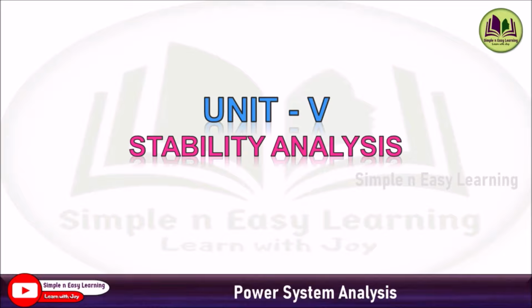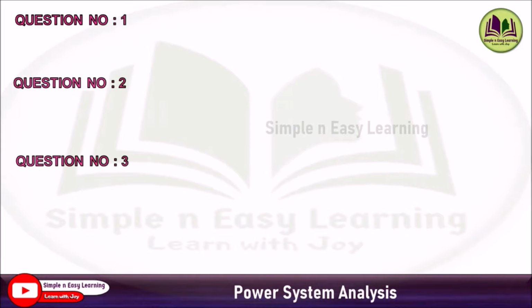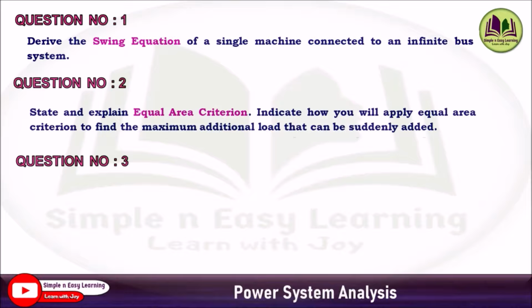And unit 5, stability analysis. So the first priority question is, derive the swing equation of a single machine connected to infinite bus system. The swing equation derivation is very important. Second one, state and explain the equal area criterion. You need to explain the equal area criterion. Third question, critical clearing angle and critical clearing time. The derivation part of this, it is a third priority question in unit 5.